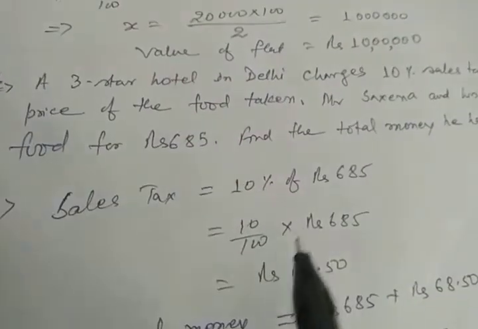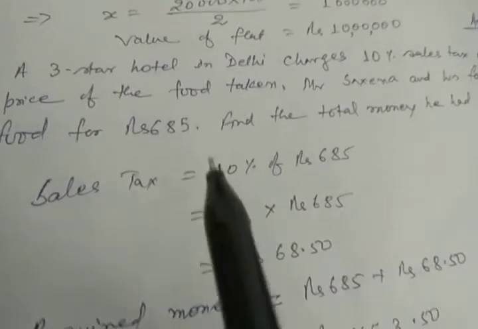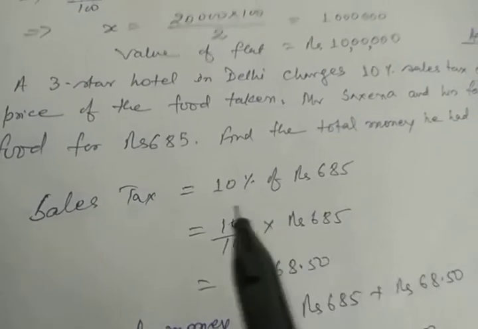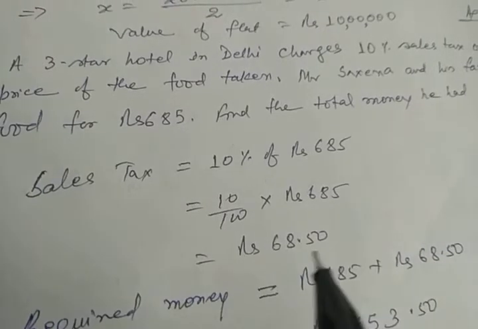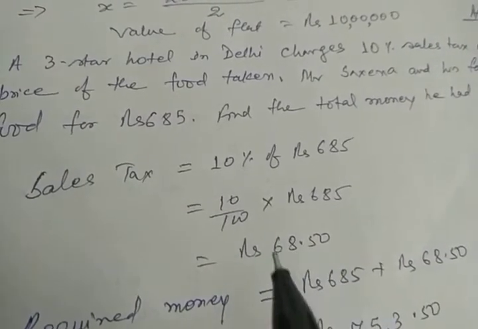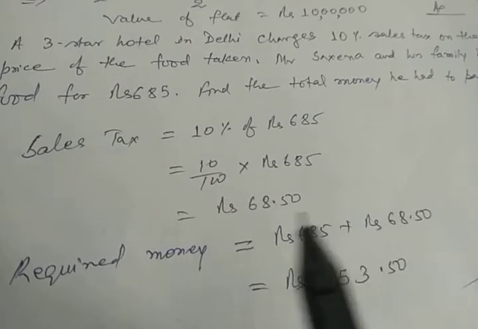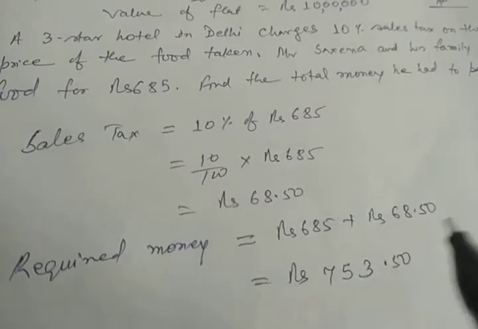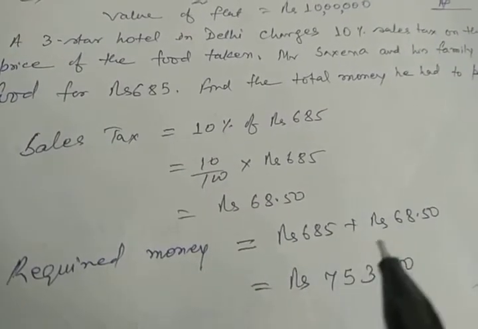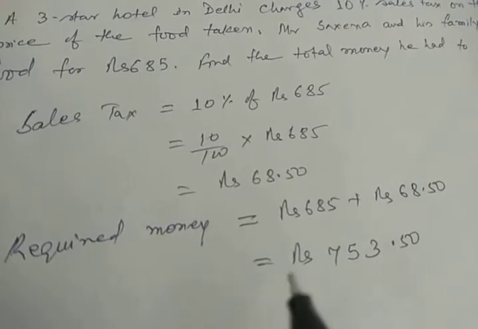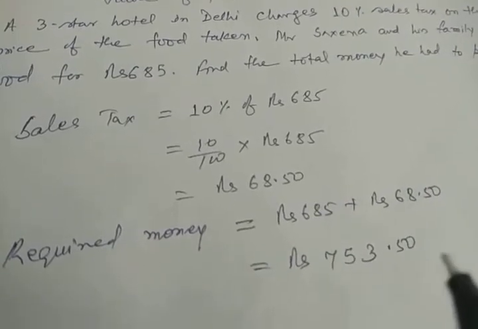So at first we calculate the sales tax. How much? 10% of 685. 10 by 100 into rupees 685. You can simplify, it will come to rupees 68.50. So the required money he has to pay, that is the amount of the food and the sales tax, is rupees 685 plus 68.50. Now if you add, it is rupees 753 and 50 paise.